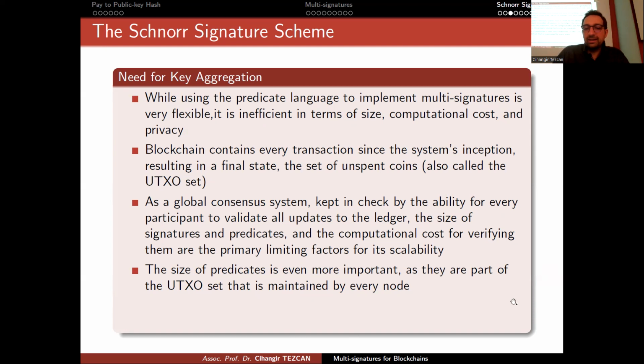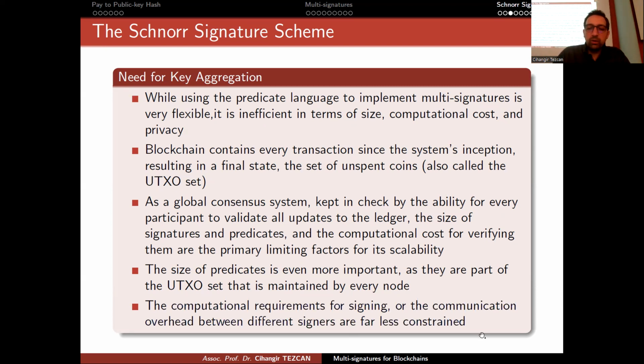The size of predicates is even more important as they are part of the unspent coins set that is maintained by every node, since they are keeping this list in their RAM. The computational requirements for signing or the communication overhead between different signers are far less constrained. So here what we are trying to say is that if M people sign a transaction, whenever you redeem it, you have to provide M signatures. So all of the nodes have to check M signatures, right? This is computationally not as good as checking a single signature. So if we can combine them so that all of the nodes will still check a single signature, but it will belong to M signers. And at the signer side, getting together and performing more operations doesn't introduce much of a problem to them, right? So here we are transferring the complexity, the time complexity, from the nodes to the signers.